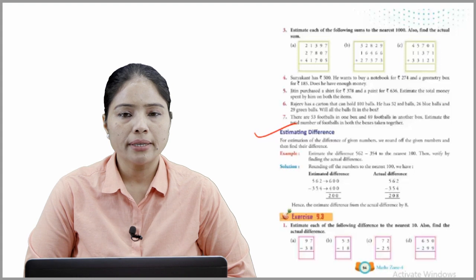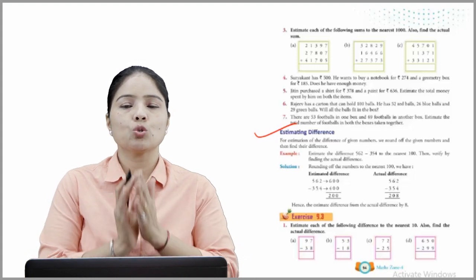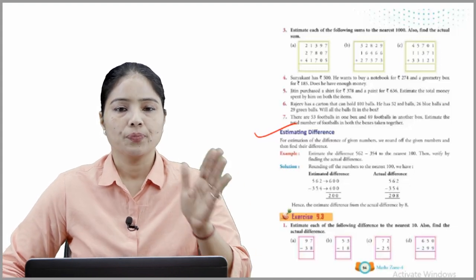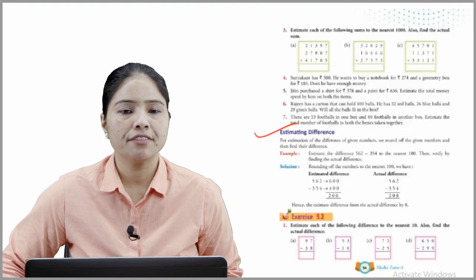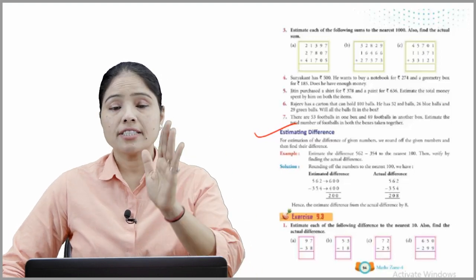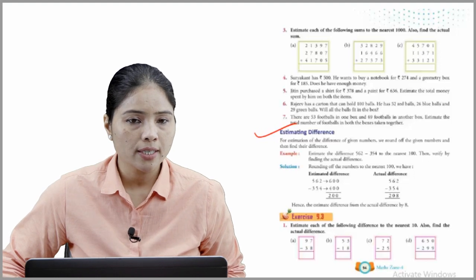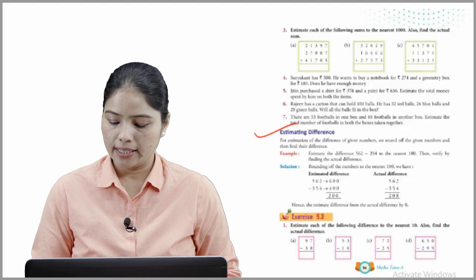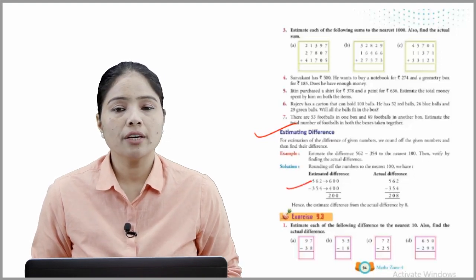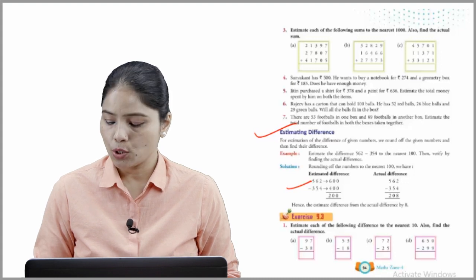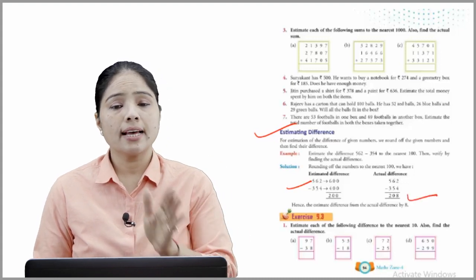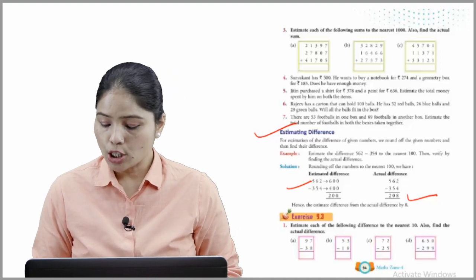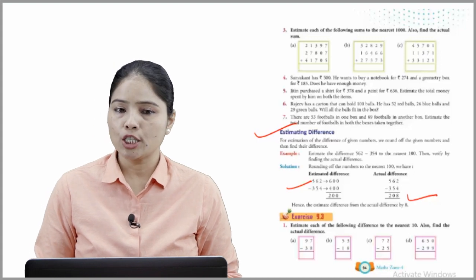Example, estimate the difference 562 minus 354 to the nearest 100, then verify by finding the actual difference. Solutions. Rounding off the numbers to the nearest 100 we have estimated difference. 562 का हमारा estimated हो गया 600, 354 का हो गया 400, माइनस करने पे 200 आया like this. एक्चुअल में क्या हो गया, 562 में से 354 को माइनस करोगे देन 208. हैंस द एस्टिमेट डिफरेंस फ्रॉम द एक्चुअल डिफरेंस इज बाय 8. ओके सो दिस इज कॉल्ड द एस्टिमेटिंग डिफरेंस. आई होप यू अंडरस्टूड वेल.